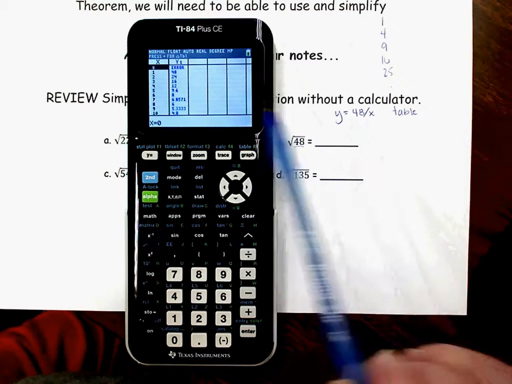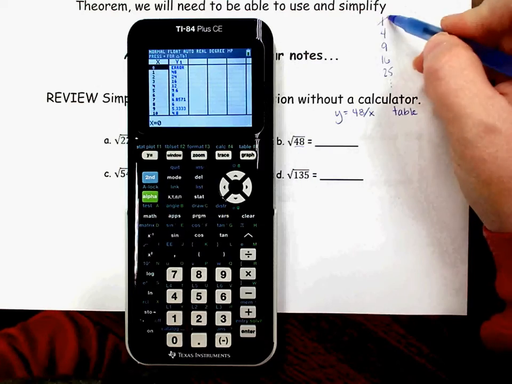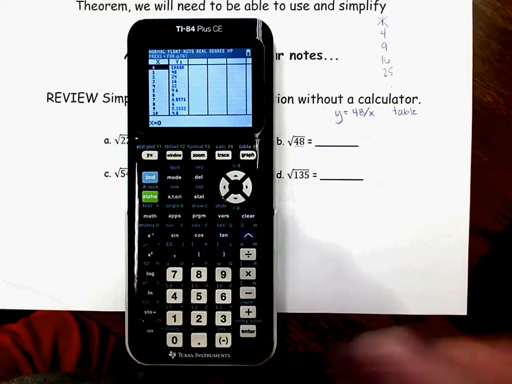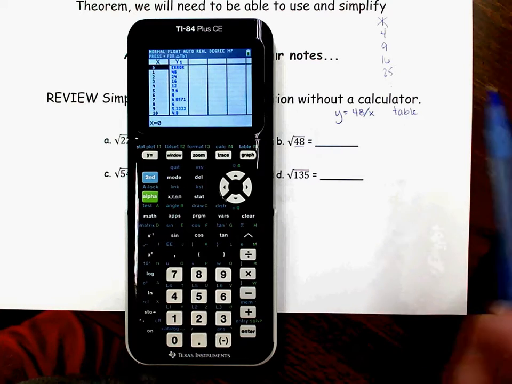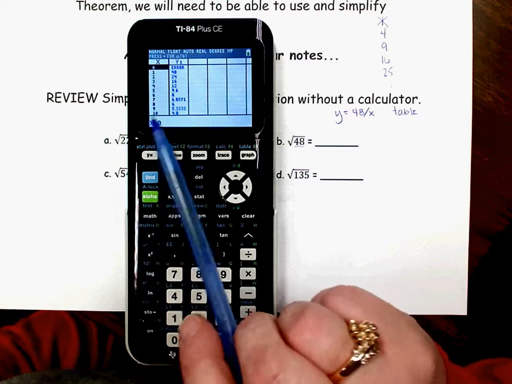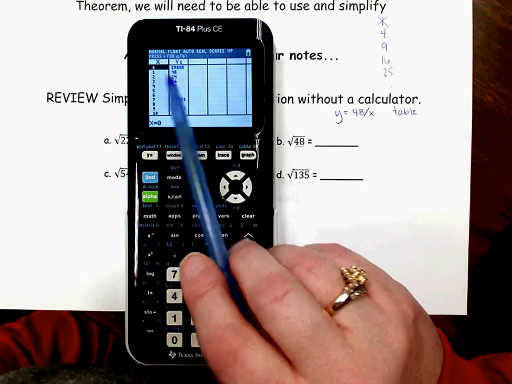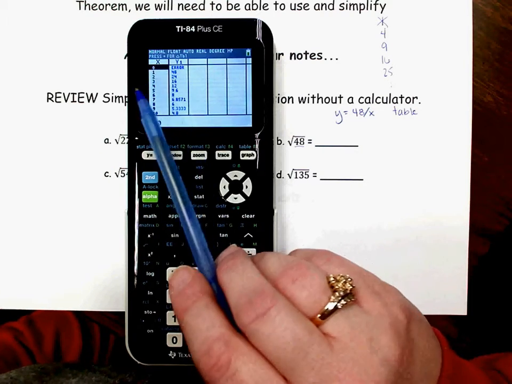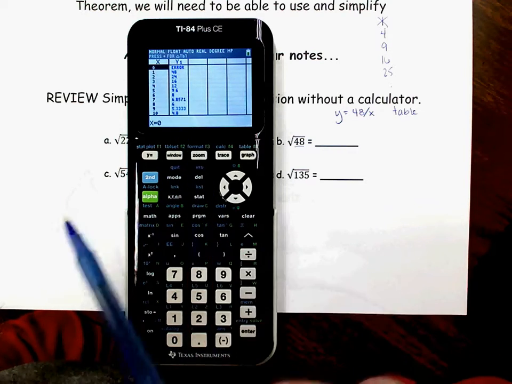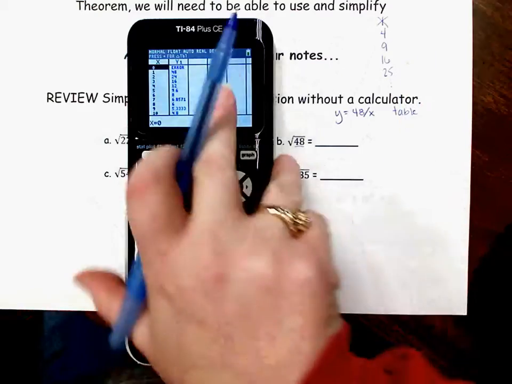Now 1 is not ever going to be helpful, because if I separate 48 into 1 times 48, I have not changed a thing about my radical. So never use the 1 as your perfect square factor to simplify a radical. 2 and 24, neither one are perfect squares. The next factor pair are 3 and 16. Since 16 is a perfect square, that's the one that I'm going to use. That's the factor pair I want.